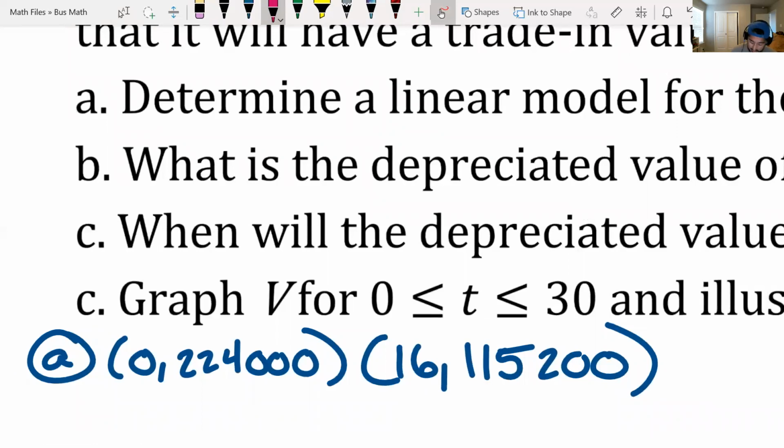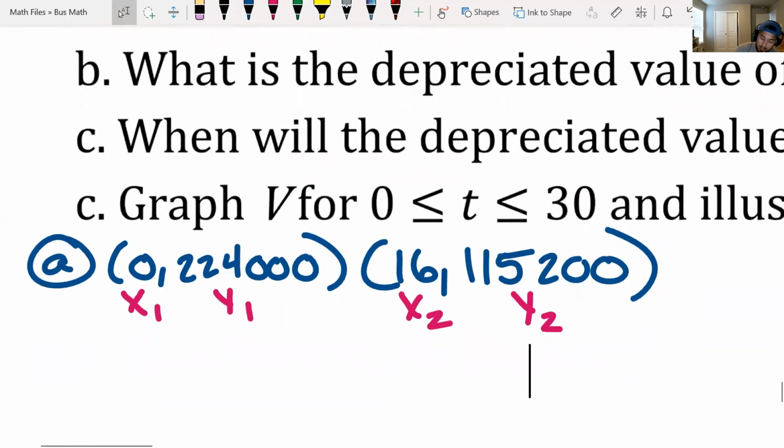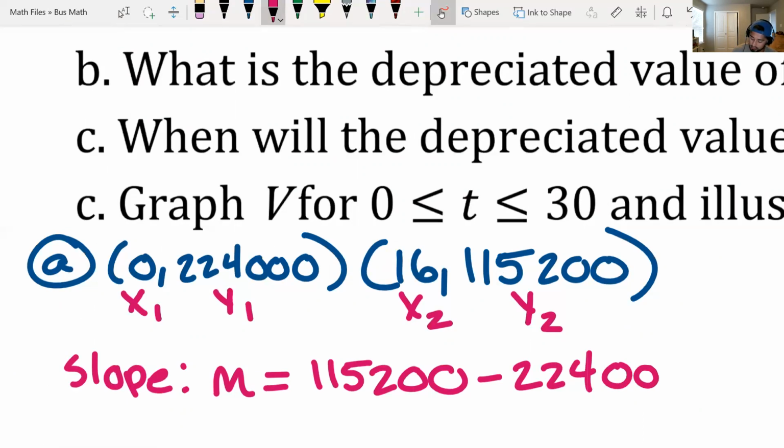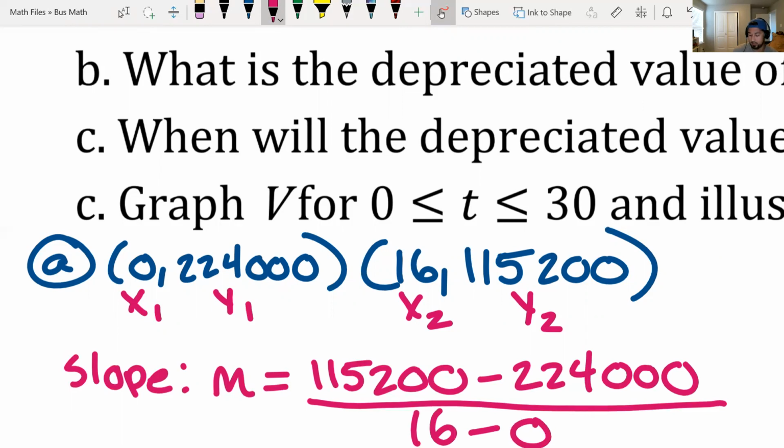Seems like a broken record, right? X1, Y1, X2, Y2, and slope will be M equals Y2, 115,200 minus Y1, 224,000 over X2, 16 minus X1, 0.